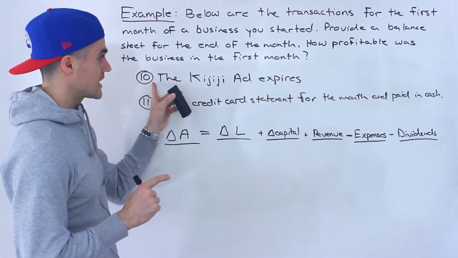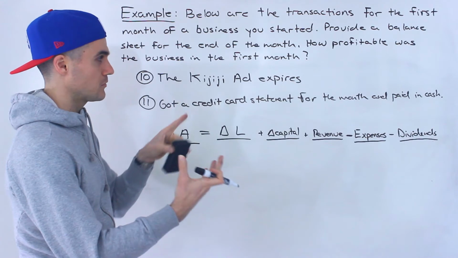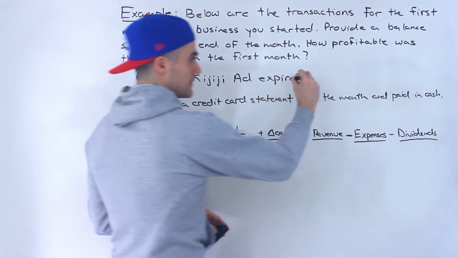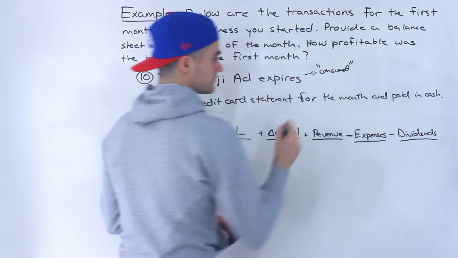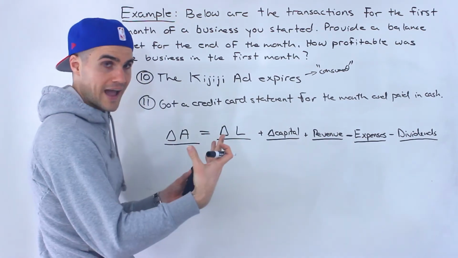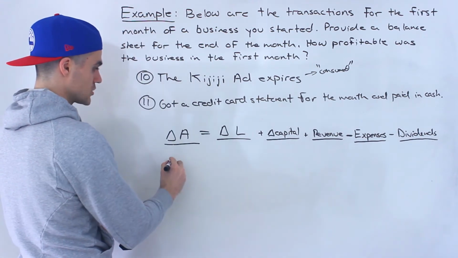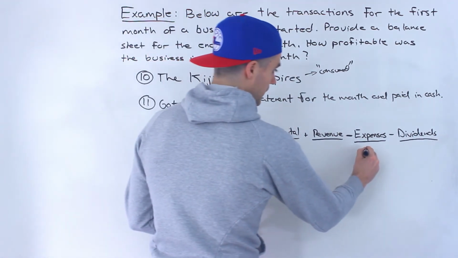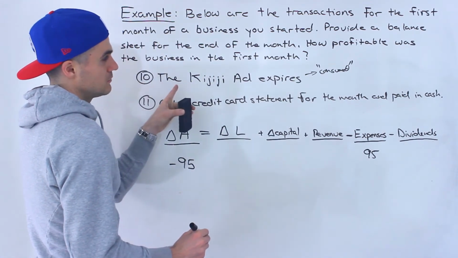So the 10th transaction says that the Kijiji ad expires. And if you remember when we described this Kijiji ad when we first bought it, it was an asset. Once it expires, it means that it's been consumed within that period. So it's no longer an asset, it's no longer something we can sell, and it becomes an expense. So what would happen with the 10th transaction is that the Kijiji ad goes away on the asset side, and now we have an expense. Now this could have been done in a more tricky way.